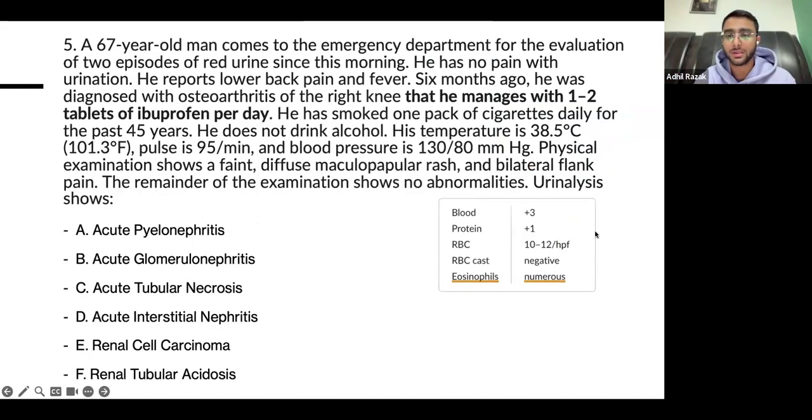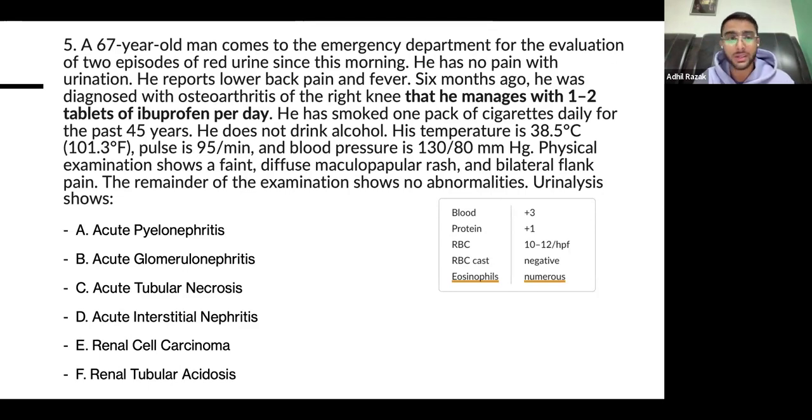All right, we have another question here. We have a 67-year-old man who comes to the ER for evaluation of 2 episodes of red urine. He has no pain with urination. He reports lower back pain and fever. 6 months ago, he was diagnosed with osteoarthritis, and he manages it with 1 to 2 tablets of ibuprofen, an NSAID, per day. He also smokes. He does not drink alcohol. He has smoked regularly and daily for the past 45 years.